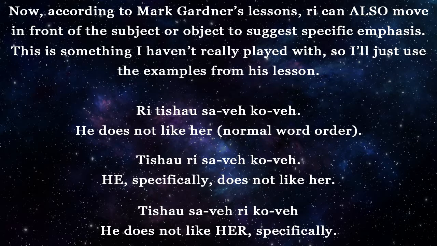Now, according to Mark Gardner's lessons, re can also move in front of the subject or object to suggest specific emphasis. This is something I haven't really played with, so I'll just use the examples from his lesson. Ritisha save kove. He does not like her. Normal word order. Tisha risave kove. He, specifically, does not like her. Tisha save rikove. He does not like her, specifically.